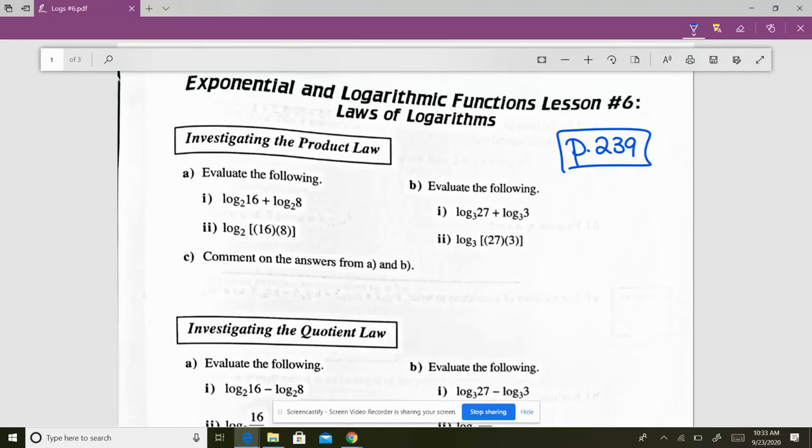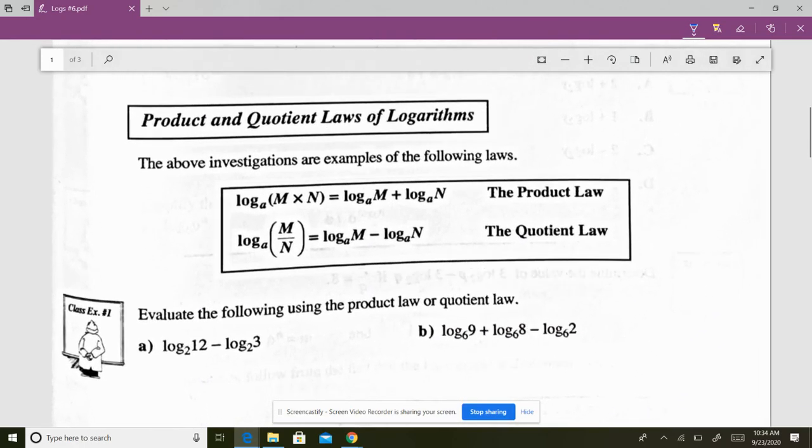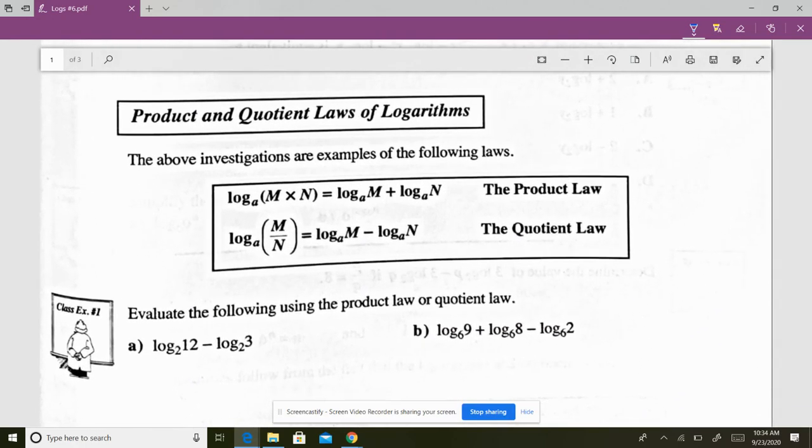Okay, page 239. So, look, I'm just going to give you the rules to save some time here, okay? Normally I would go through this, and it's not a proof, it just kind of illustrates it. But here are the product and quotient laws of logarithms.